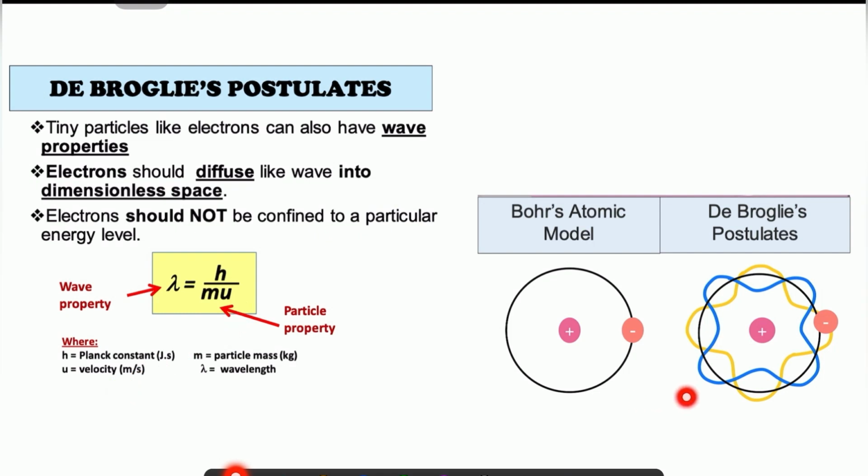So this is a diagram to differentiate between the Bohr atomic model and de Broglie. For the Bohr atomic model, the electron moves around the nucleus at a fixed distance. But de Broglie's postulate said that the electron has a dual nature, wave-like properties and particle-like properties. So this is how it shows that the electron has wave-like properties: it moves around the nucleus in a wave form.